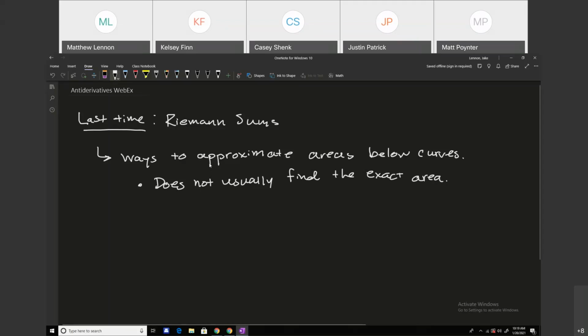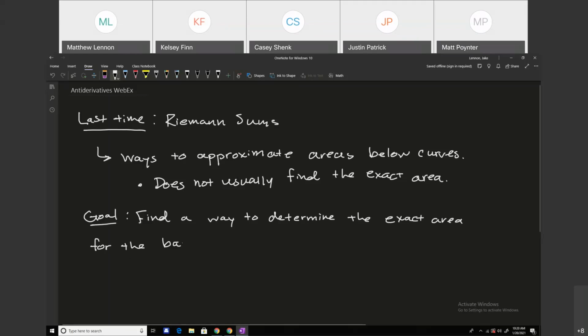So what we want to do, the goal, let's say, is to find a way to determine the exact area for the basic classes of functions that we study.